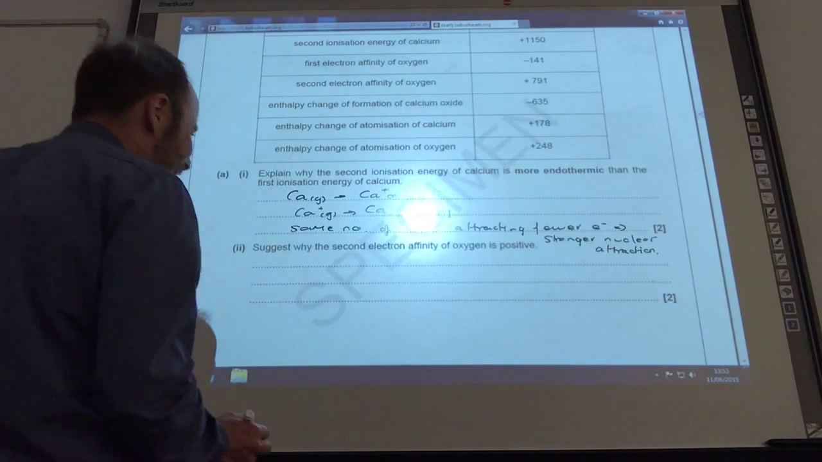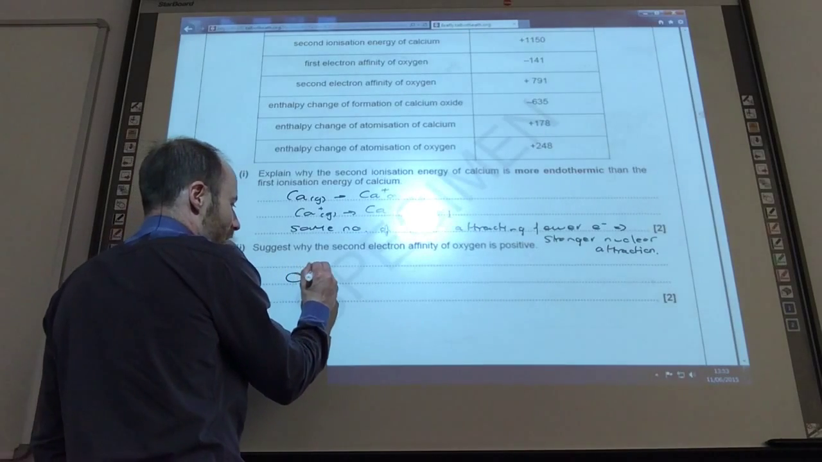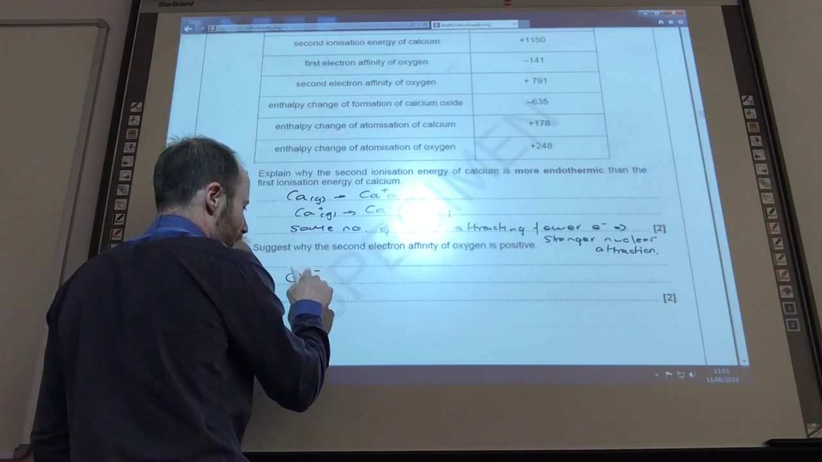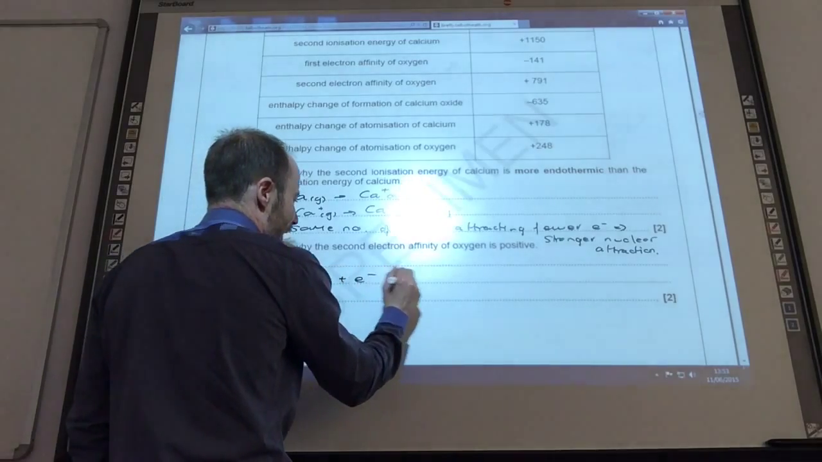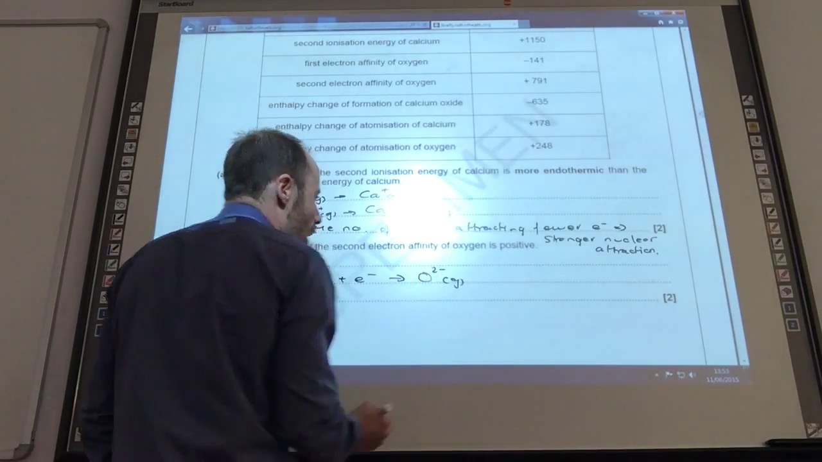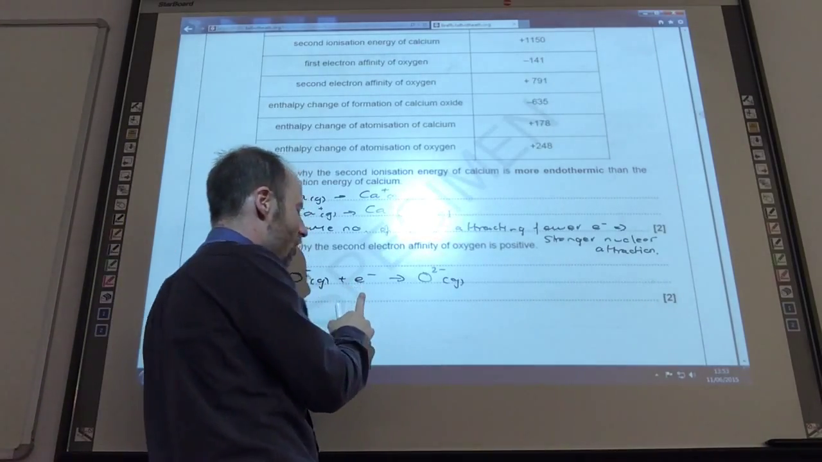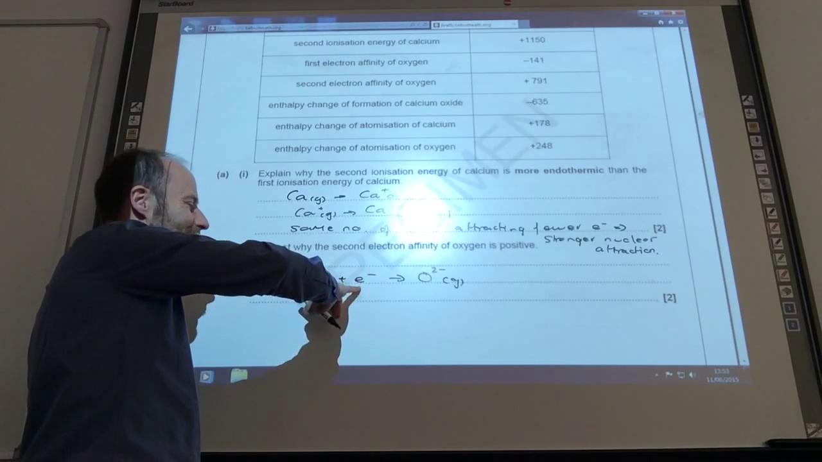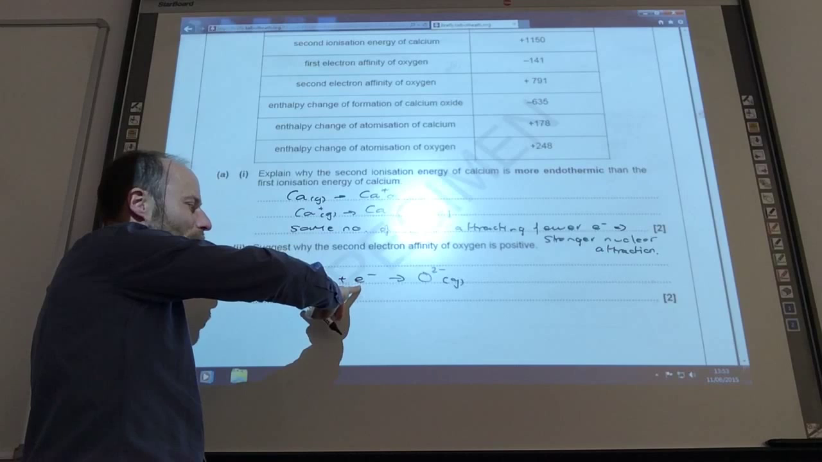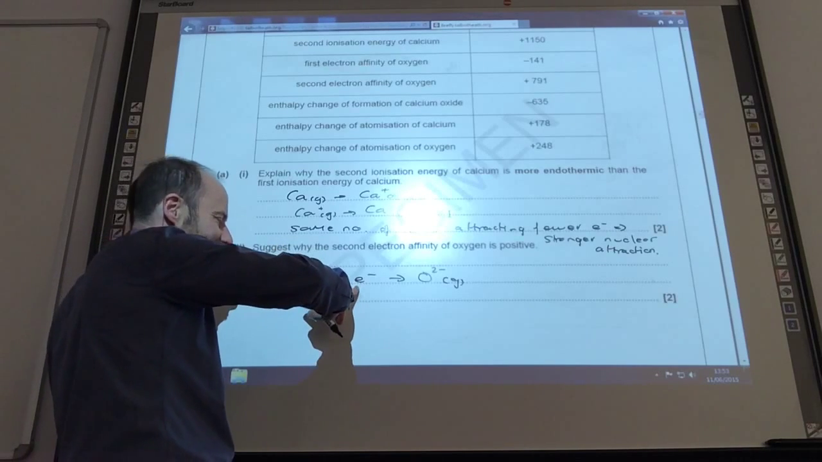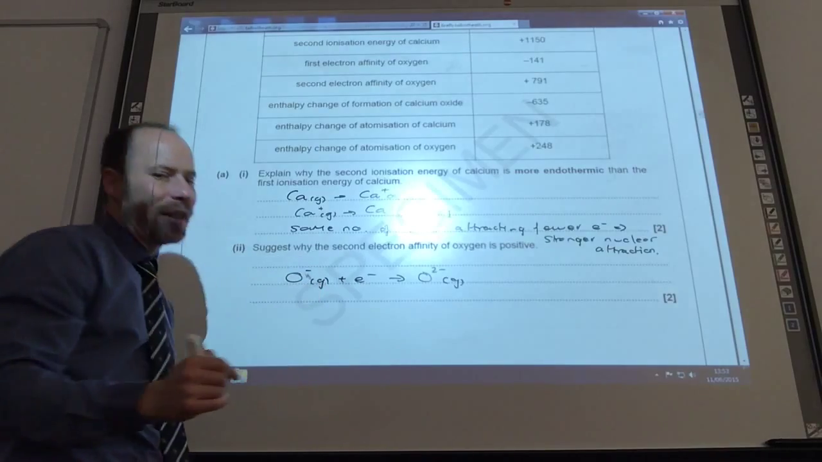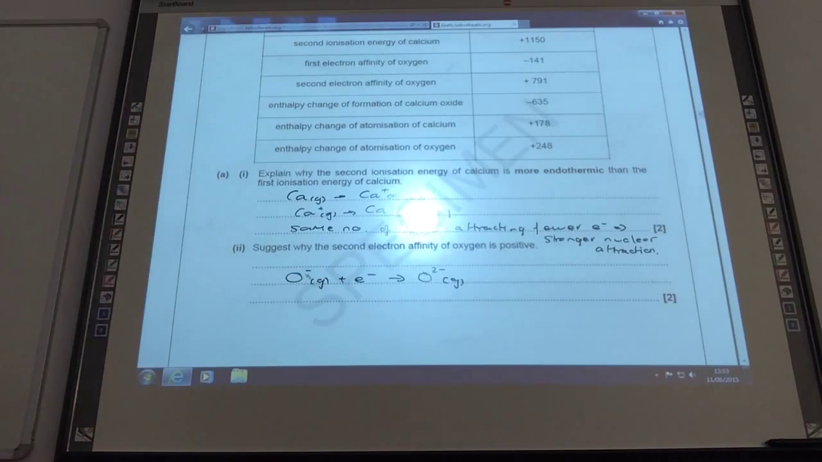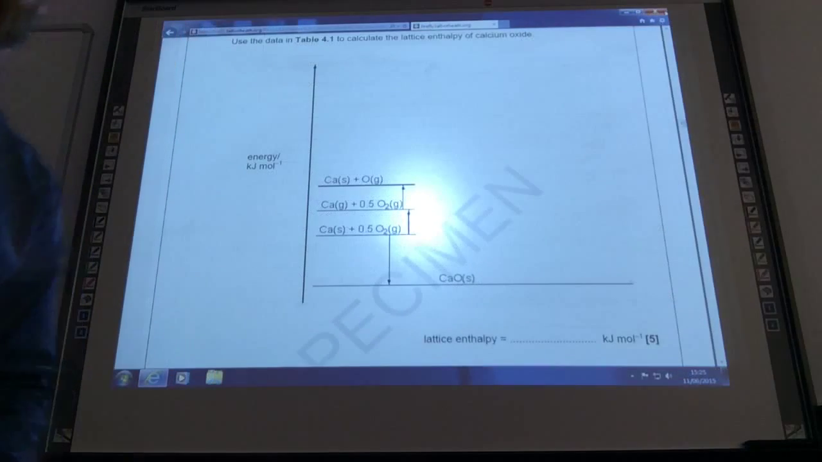But the next one, why is the second electron affinity positive? So it's going to be O minus gas plus an electron becoming O2 minus gas. Why is that positive? It takes energy to do that. That's endothermic. Well, if you have a look at this bit, I think it's quite clear. I'm adding a negative electron to a negative ion. So I've got to overcome the repulsion between those two negative species. So I have to put energy in to put an electron onto that because I've got to overcome the repulsion between the two negative species.